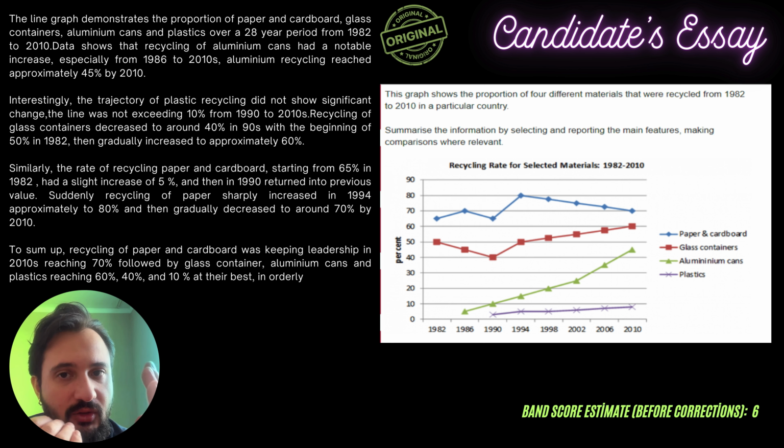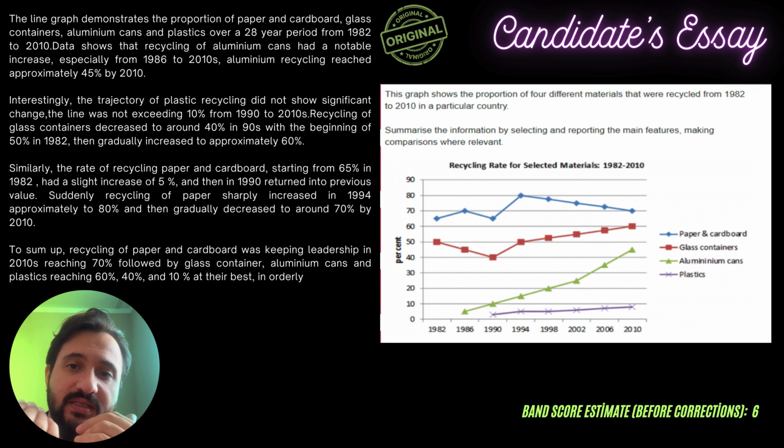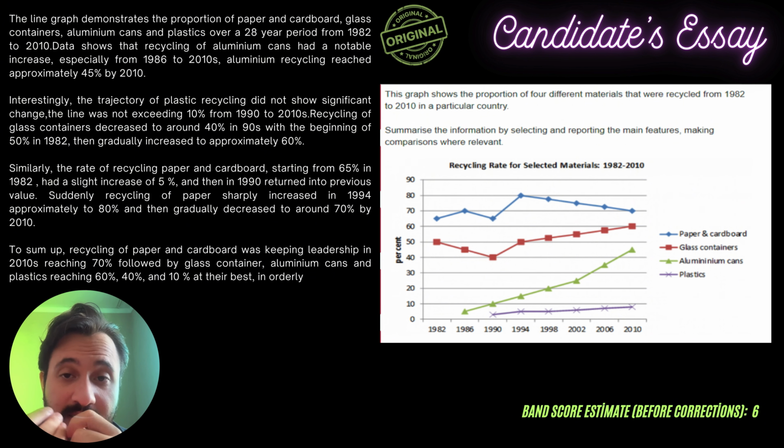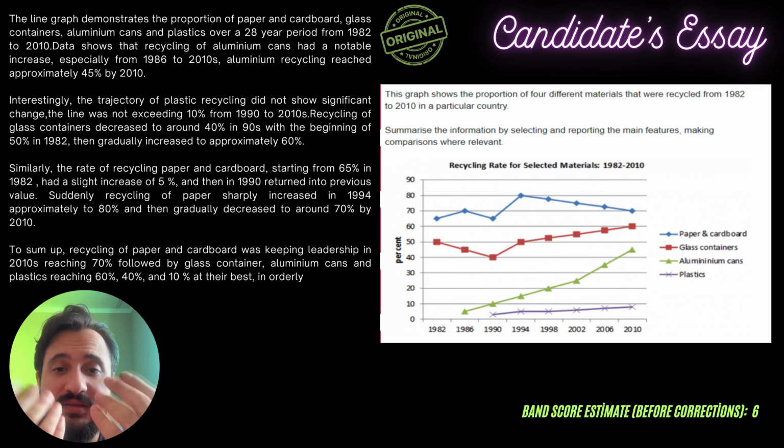Okay, recycling of aluminum cans, second mistake. Recycling of aluminum cans had a notable increase, especially from 1968 and 2010s. 2010s should not have the preposition to, as it indicates a specific year instead of a decade. As well, 2010s is unnecessary here, especially S. So, especially from 1968 to 2010 would be better.